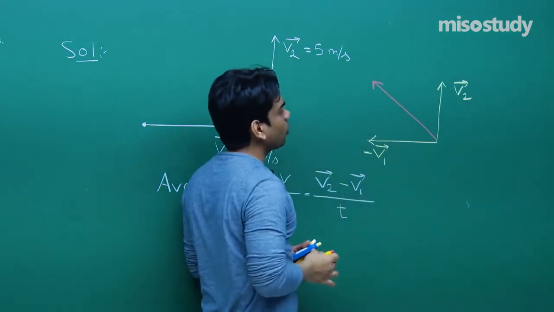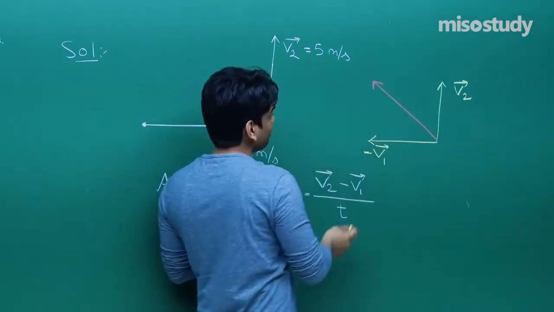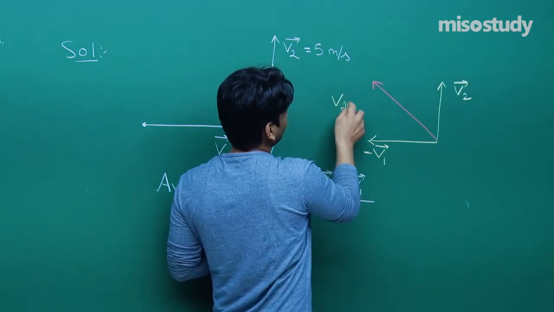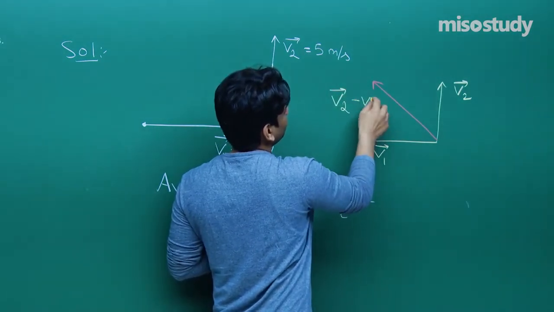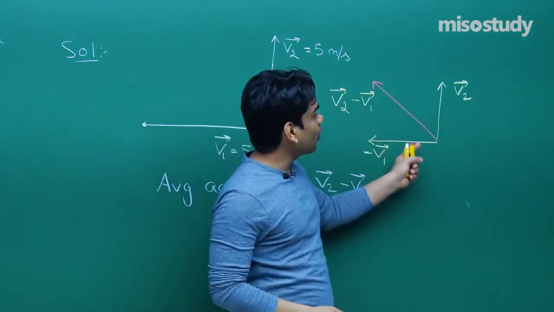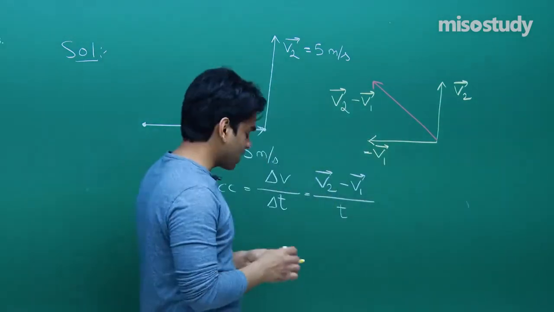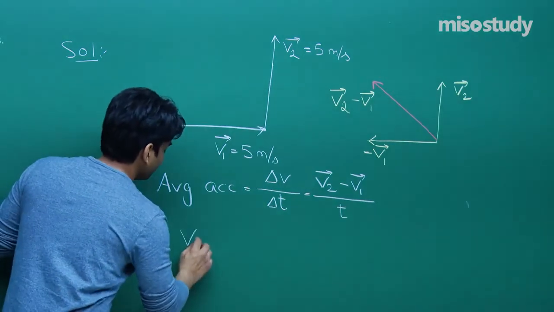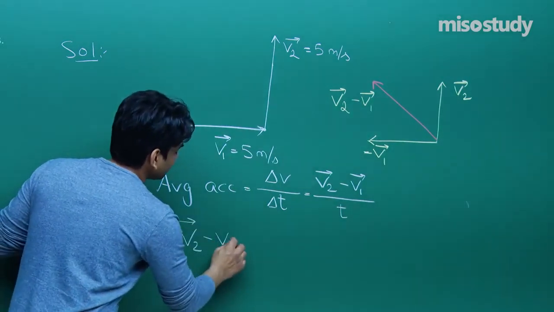This will be the resultant of V2 and minus V1. So let me write down this resultant as V2 velocity minus V1 velocity. Now, what will be the magnitude of this resultant? Let's try to find out that. So we have V2 velocity minus V1 velocity.